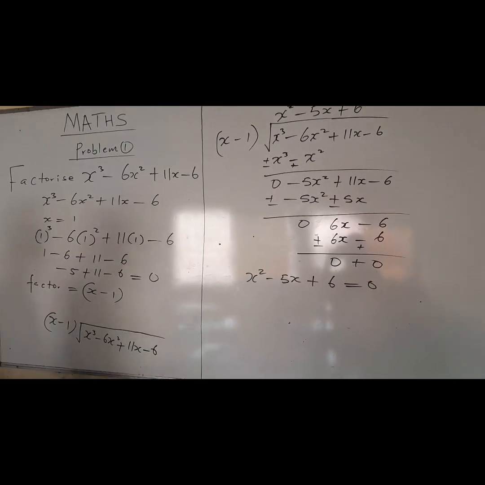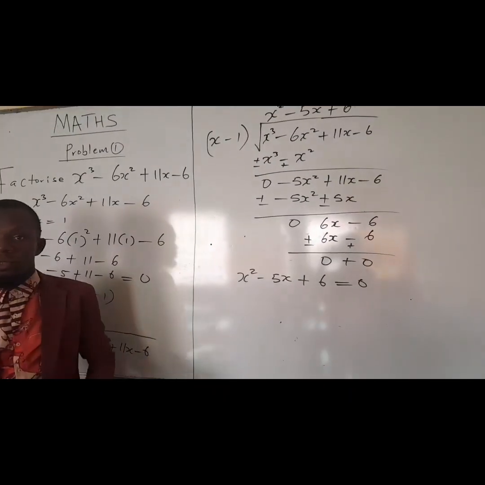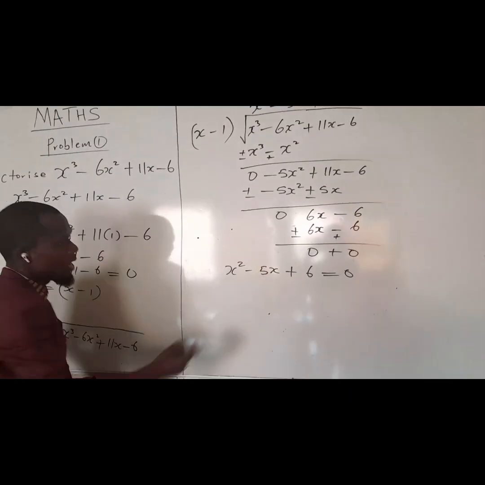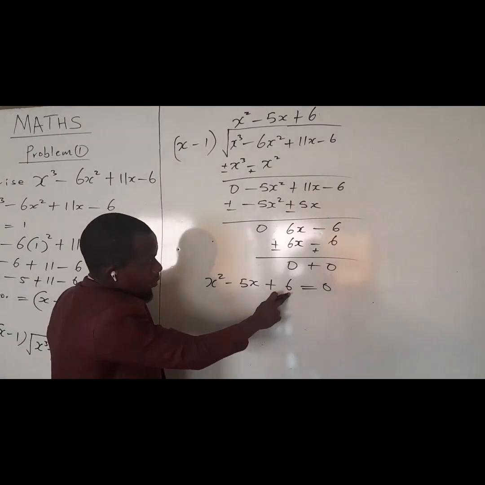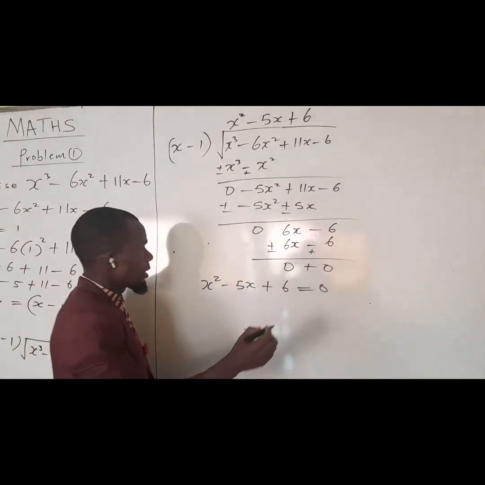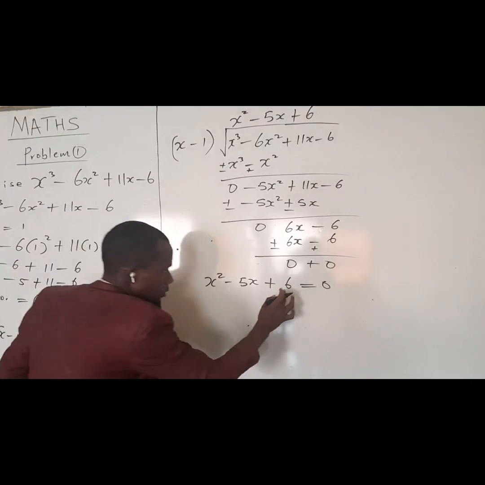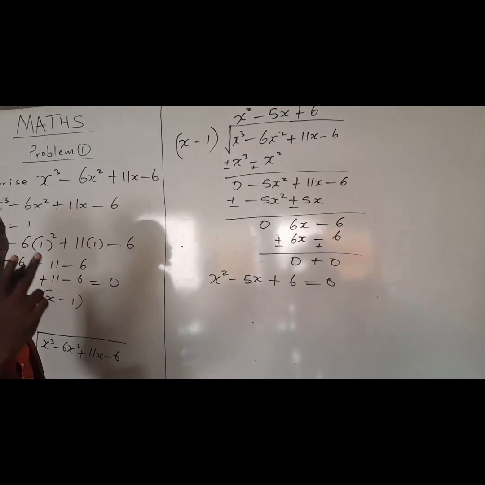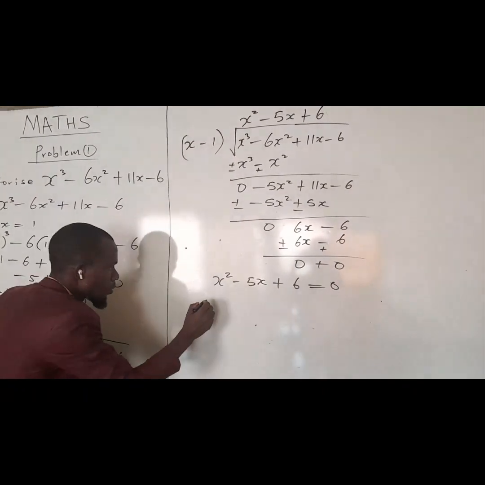What's the next thing I'm going to do? I'm going to factorize this now. Okay? I'm going to factorize this particular equation. How am I going to do it? What is the positive value of this particular 6? So I'm going to use LCM method on this. It's very, very simple. But when I use LCM on this, I'll have two positive values, which is 2 and 3.